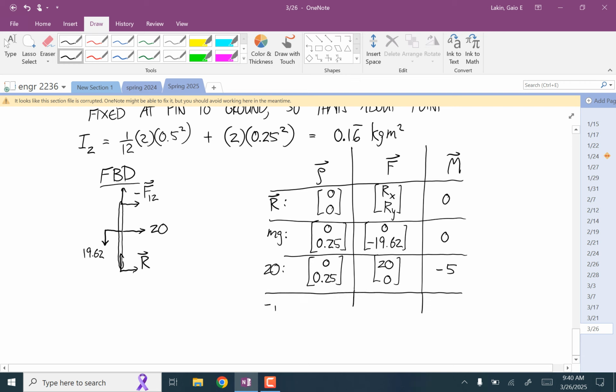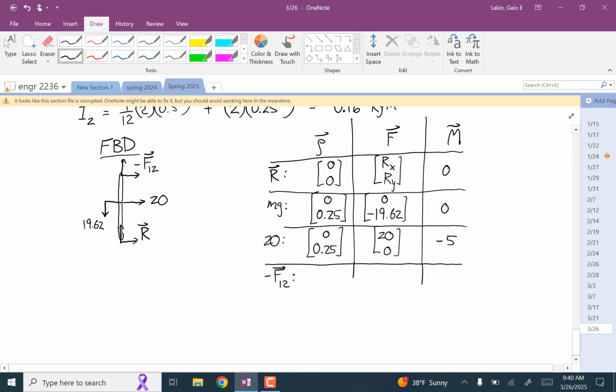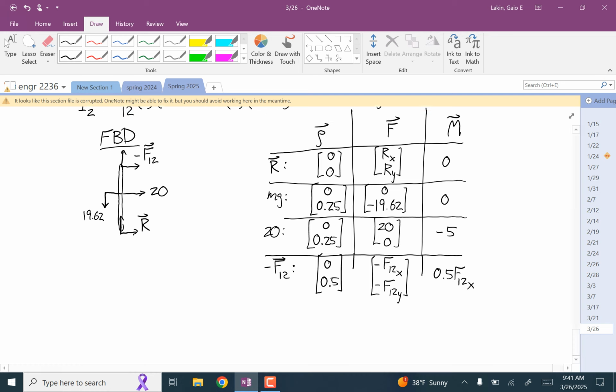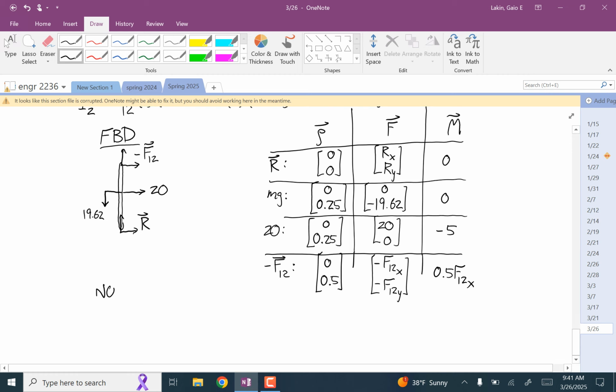And then the last one is the negative F12. That row vector is 0.5. The force is negative F12x, negative F12y. Cross product is positive 0.5 F12x. Any questions about that? Since there's a fixed point, there's no Newton's second law.